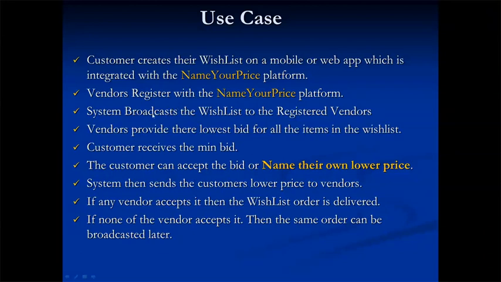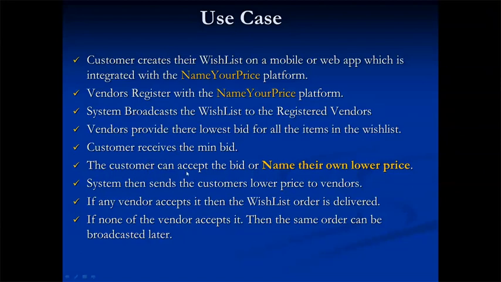Whenever a wish list comes, the system broadcasts the wish list to the registered vendors. It first scans the customer's wish list to see what items are there. Then it scans all the registered vendors' catalogs to see if these vendors carry all these items or not. Based on that, it selects those vendors and broadcasts the list only to them, not to everyone. Then the vendors provide the lowest bid, the best they can give, for all the items in the wish list. The system then sends the minimum bid to the customer.